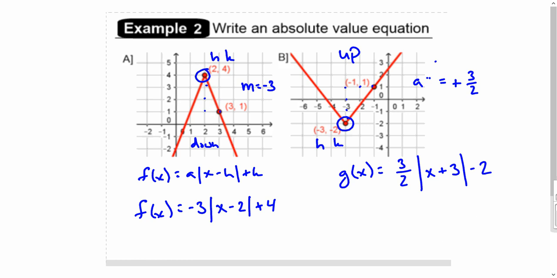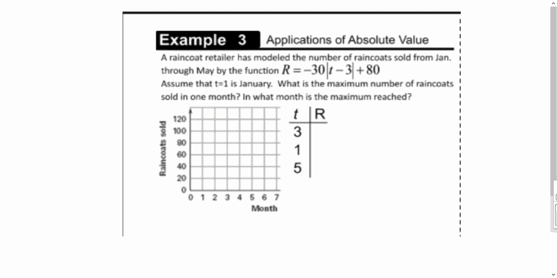All right, so last thing we're going to go and take a look at. Applications of absolute value. So again, what are applications in an Algebra 2 class? Word problems. So our word problem here says that a raincoat retailer has modeled the number of raincoats sold from January through May by the function r equals -30 times the absolute value of t minus 3 plus 80. Assume that t equals 1 is January. So it's kind of going by month, right? What is the maximum number of raincoats sold in 1 month? In what month is this maximum reached?